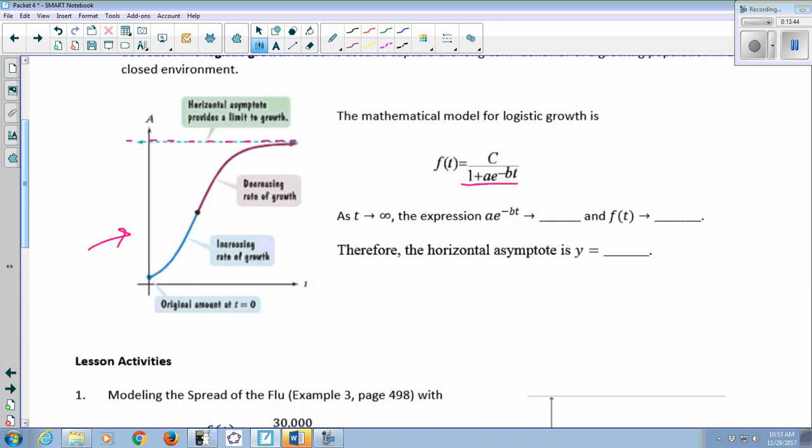So as t goes to infinity, negative bt indicates that's exponential decay. So as t goes to infinity, that value gets really, really close to 0. Which means my whole denominator gets really close to 1, and C over 1 is C. Okay? So my horizontal asymptote is y equals C. So the carrying capacity C is in the numerator.